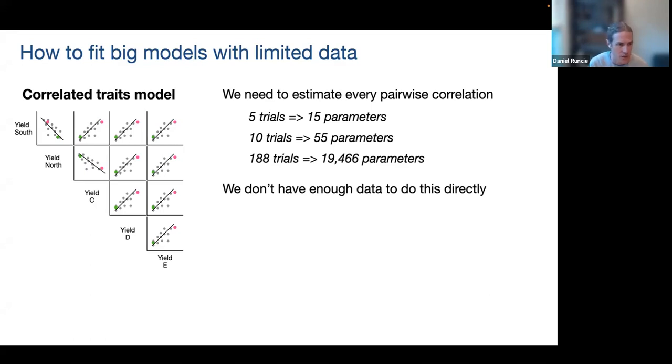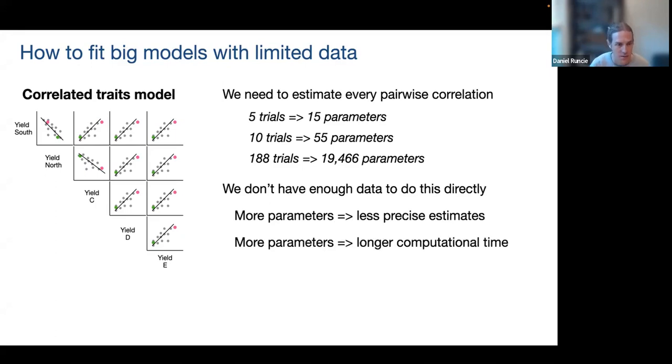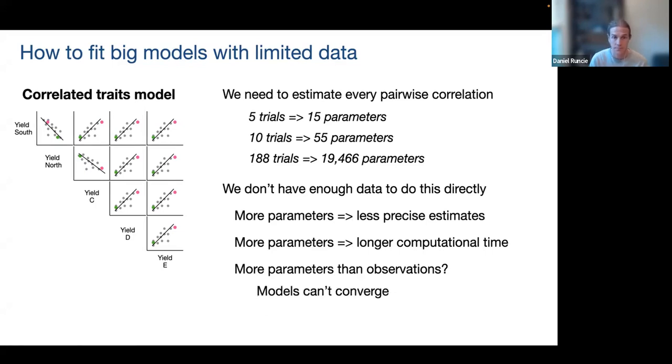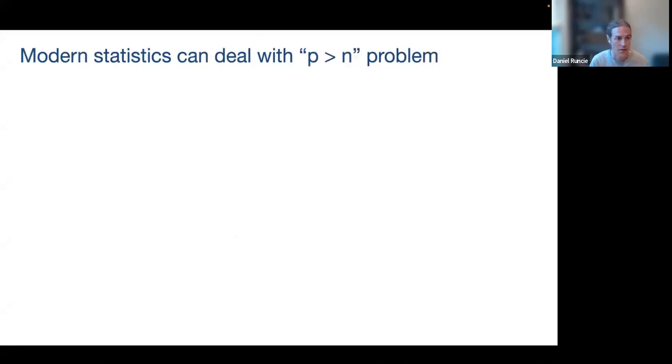Now, a general law in statistics is that the more parameters you have, the less precisely you can estimate each of them. And the more parameters you have, the longer your computation takes. And when you have more parameters than observations, models generally can't converge at all or give completely nonsense results. However, there are lots of approaches in modern statistics and machine learning for dealing with this problem, which we call the P is greater than N problem, meaning more parameters than data.